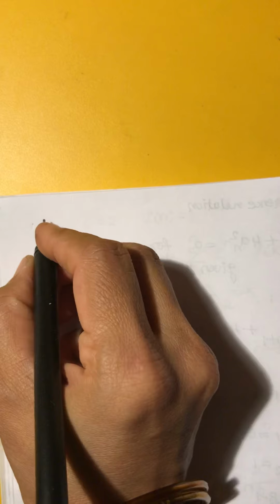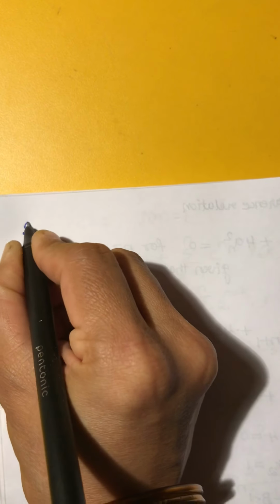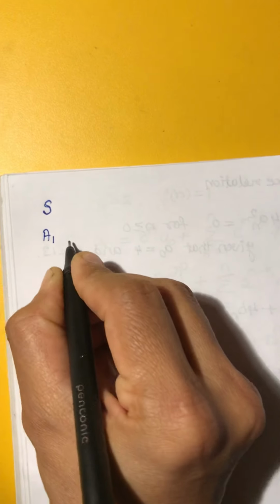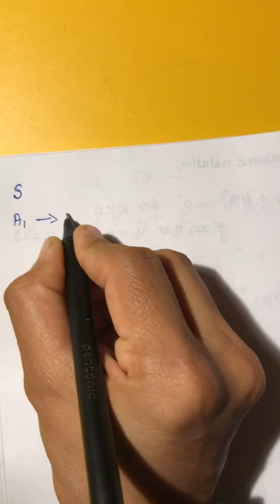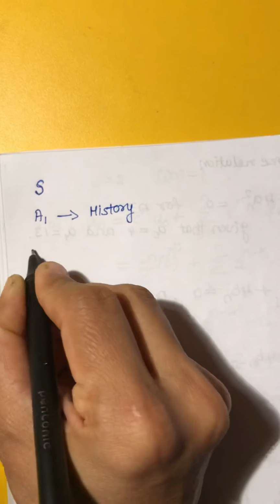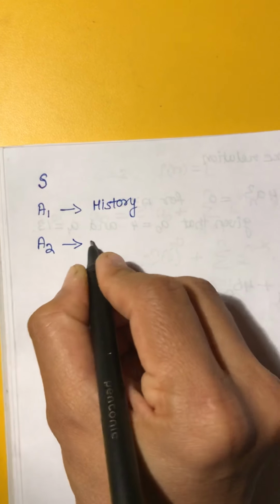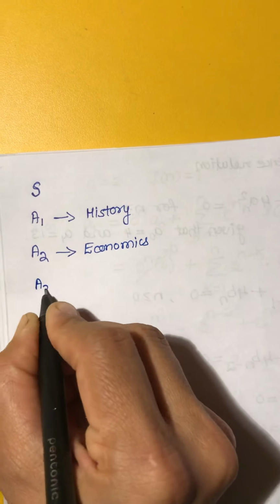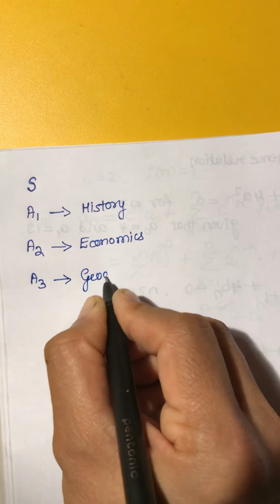Let's solve this problem now. So they are talking about students studying history, economics, geography. First let us denote S to be the set of all students in a hostel. Let A1 denote the set of all students who study history. Let A2 be the set of all students who study economics. And let A3 be the set of all students who study geography.